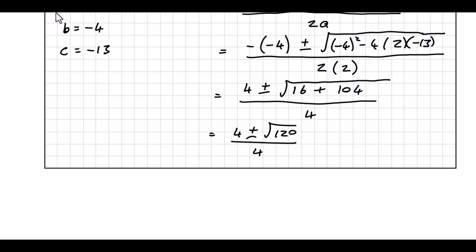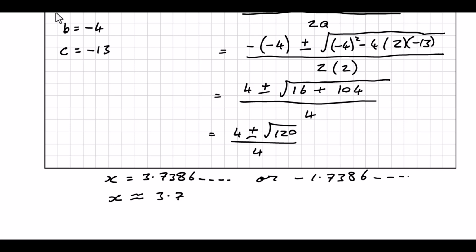So our x then, I'll have to come down here, x is going to be equal to, let's see, if we say 4 plus square root of 120 over 4, just do that on your calculator, you'll get 3.7386 and so on. Or if you do 4 minus the square root of 120 over 4, you'll get minus 1.7386 and so on. We've got to give these to 2 decimal places actually, so it's going to be 3.74 here. You've got to stop here. The number after the 3 is an 8, so we've got to round up.